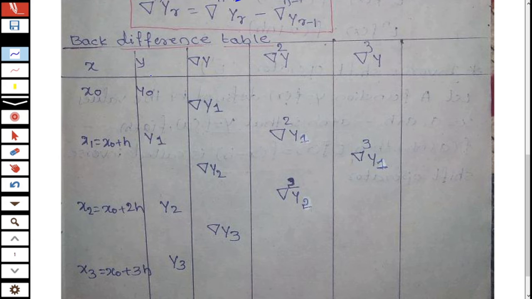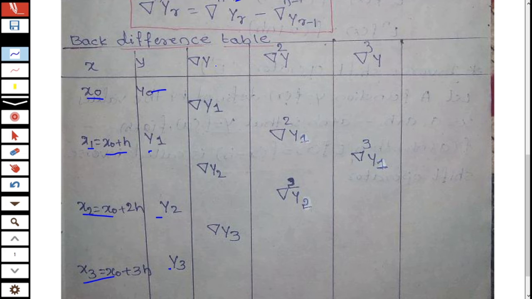So this is the x column, this is y, the first backward difference del y, the second difference del square y, and the third difference del cube y. This is the x value, that is x0, x1, x2 and x3. That is, x1 equals x0 plus h, x2 equals x0 plus 2h, and x3 equals x0 plus 3h. This is the y value, the first value y0, y1, y2 and y3.